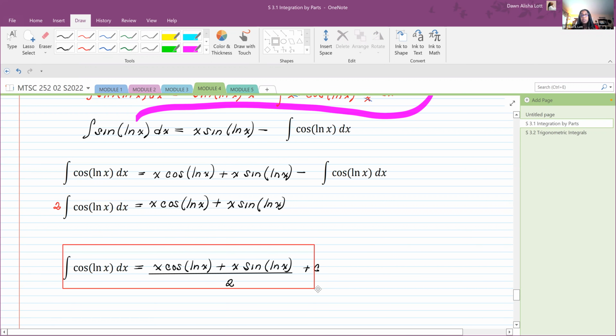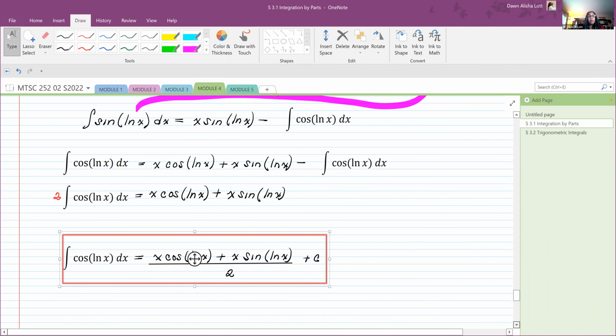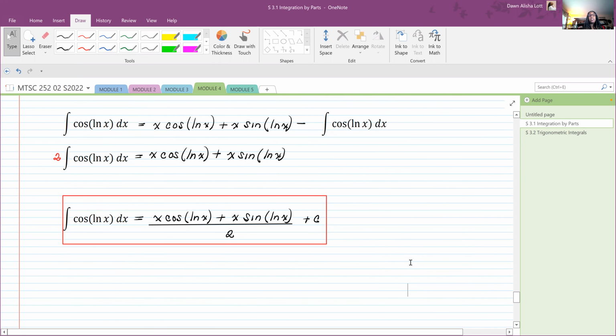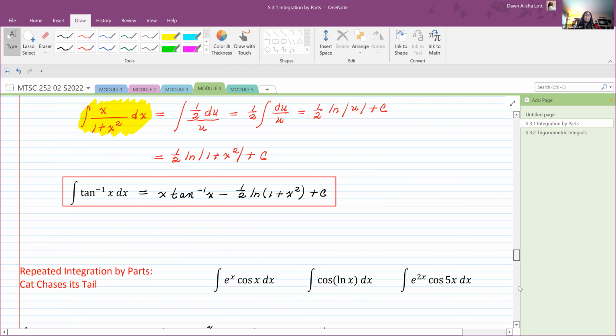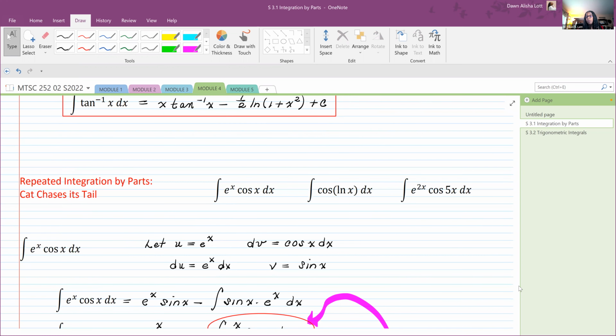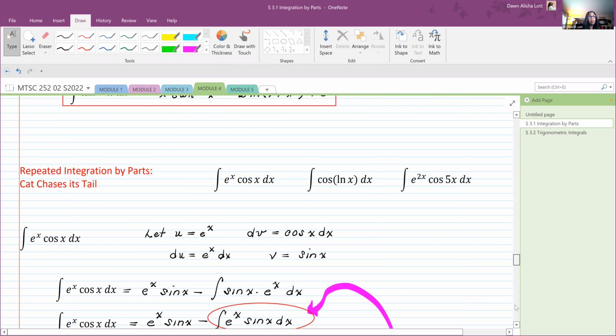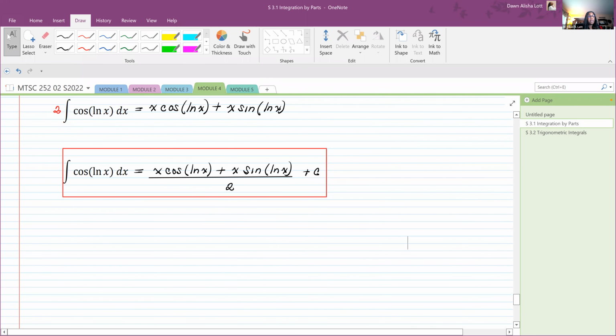Okay, any questions? So those are the cat chasing the tail kinds of problems. They get harder if I have something like e to the 2x cosine 5x, because now I have derivatives flying all over the place. So there'll be 2's and 5's all over that problem. But I now have some practice problems I want you to do.